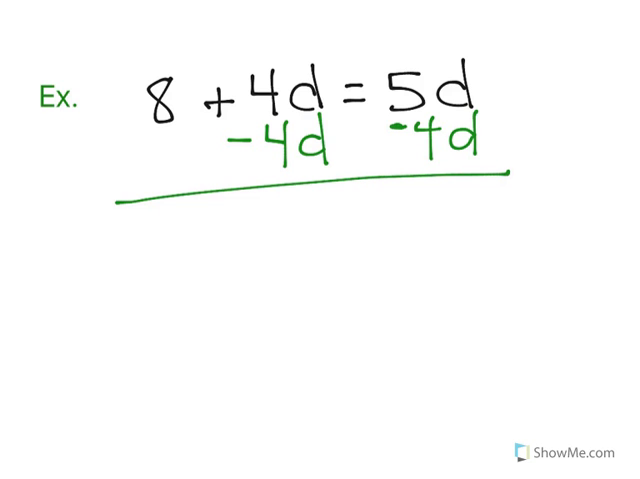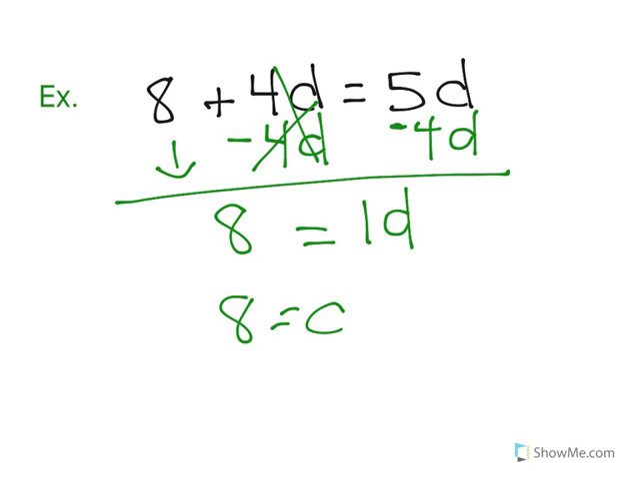I'm going to subtract 4d from this side of the equation and 4d from this side of the equation. That will get d on only one side of the equation. So I'm going to get rid of 4d here because 4d minus 4d is 0. I'm going to bring down what I haven't used. So now I'm left with 8 equals 5 minus 4, which is just 1d. And I solved it. 8 is going to equal d. 1d is the same as d, and I'm done. That was a really easy problem. It only involved one step.